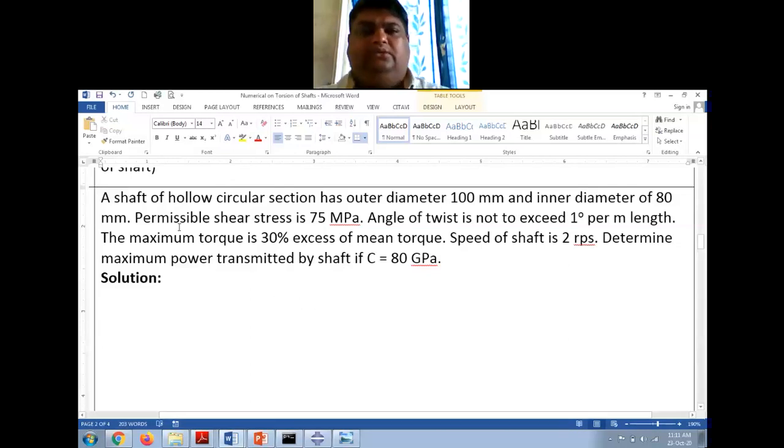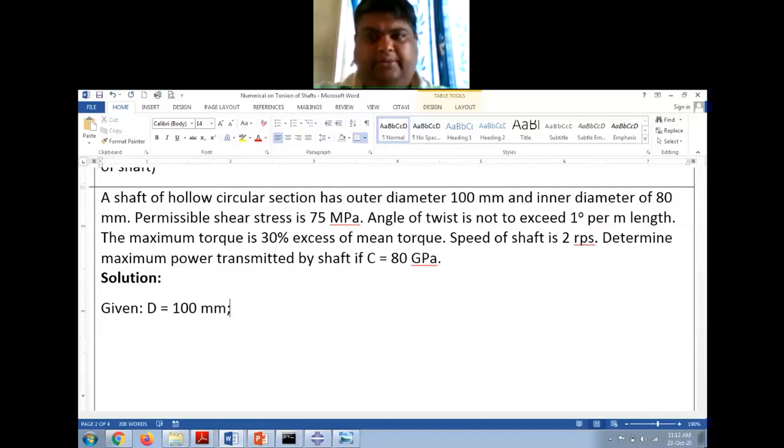Right? So this is the numerical that is given, and this is a hollow shaft. And we have to determine the maximum power that the shaft can transfer. Right? Now let us first note down the given data. Given the outer diameter is 100, so that is capital D, 100 mm. Inner diameter is 80 mm, that is lowercase d.